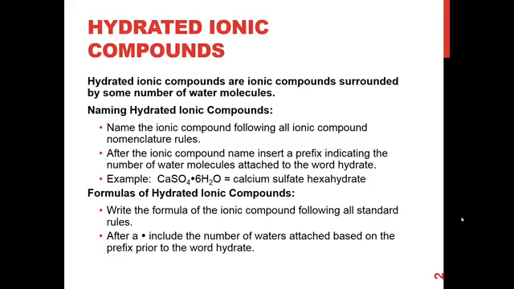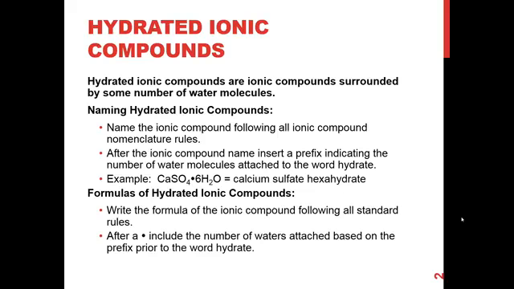An example: CaSO4.6H2O is named calcium sulfate because CaSO4 is calcium sulfate. It's a Ca2+ ion, which is a calcium ion, and SO4 2- ion, which is a sulfate ion. Then there are 6 H2Os, so it is calcium sulfate hexa, or 6, hydrate.